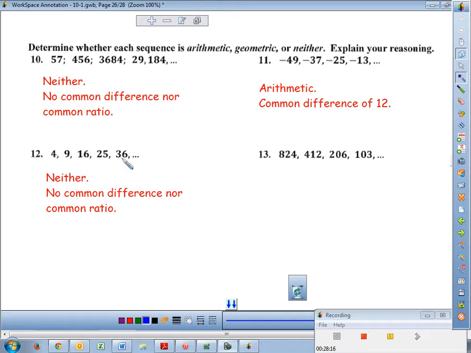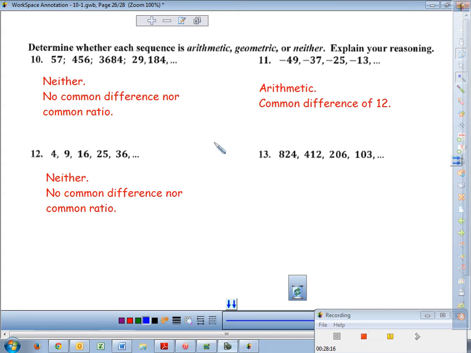Hey, those are your perfect squares. This is a sequence. I mean, all of these are sequences, don't get me wrong. It's just not an arithmetic sequence, and it's not a geometric sequence. But do you see that it's a sequence because these are our perfect squares right here.